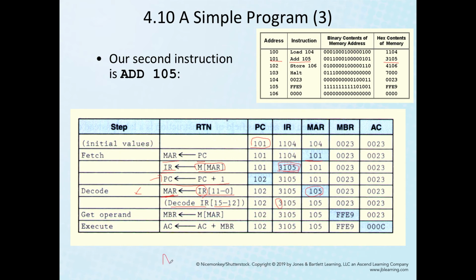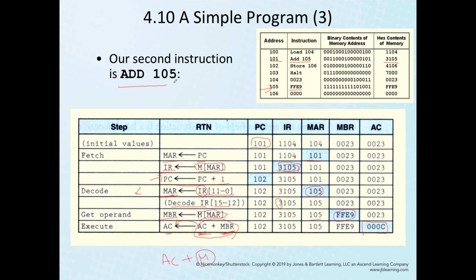Add means whatever is in AC, add the data that comes from memory. So we need to get the data. MAR is 105. From 105, we read the data and store it in the MBR. At 105, what we have is FFE9. So FFE9 is stored into MBR. Then the add instruction means the accumulator and the value fetched into MBR are added together, and the result is stored back to AC. So the addition result is C. So C is now in the accumulator.